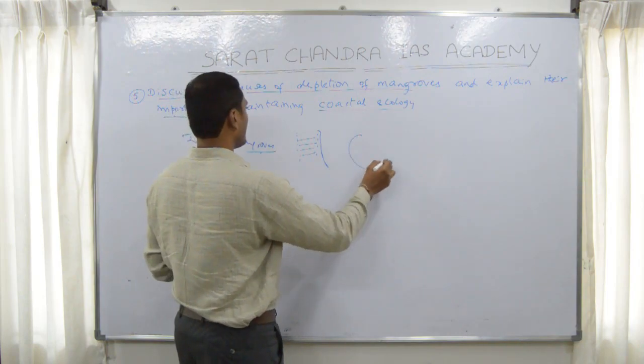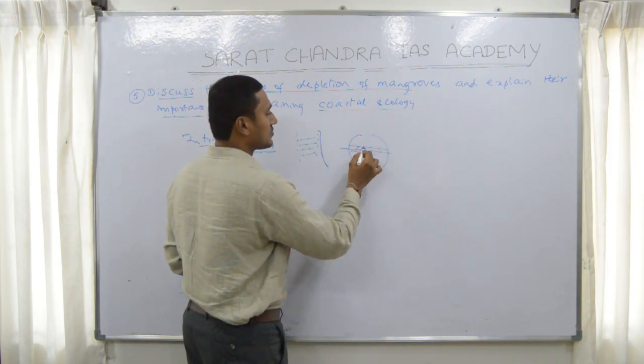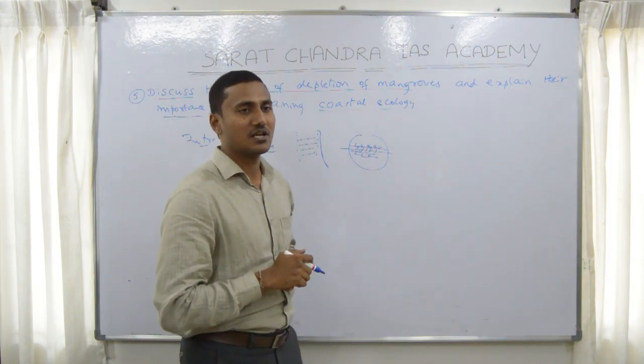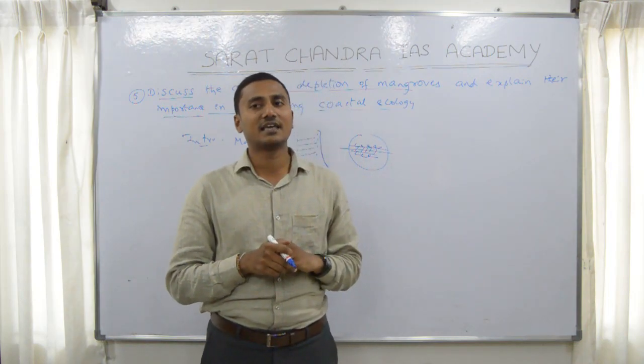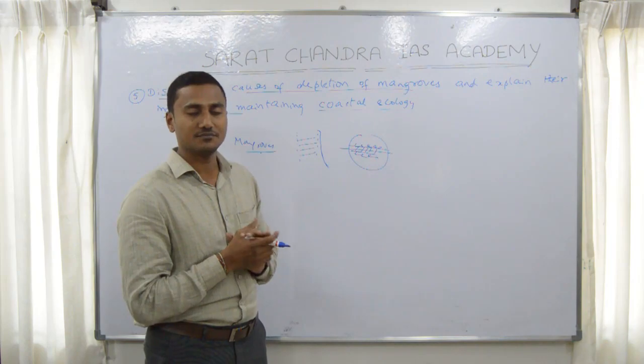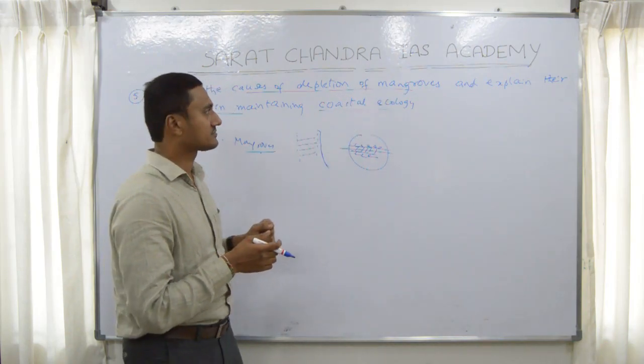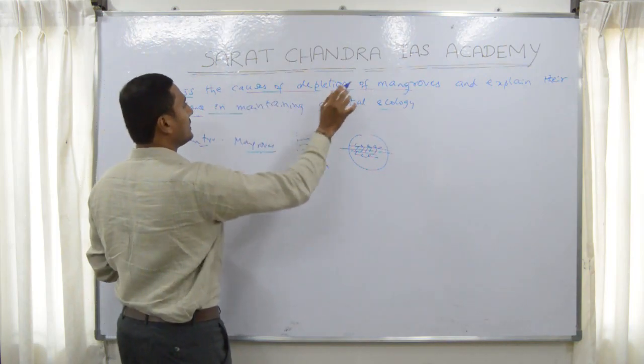Also, mangroves are mostly found in the tropical areas and subtropical areas. They are not found in the temperate or polar areas because they cannot withstand very low temperatures. So with this, you generally tell them about the mangroves. Then moving on to the main body of the question, causes for depletion of mangroves.